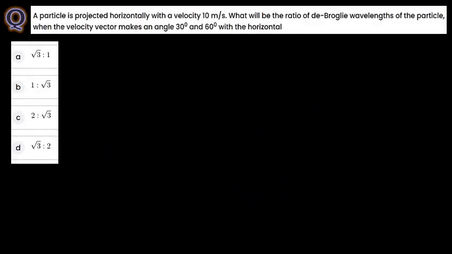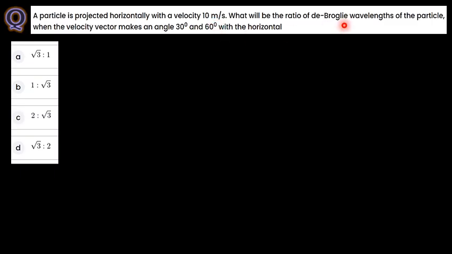An interesting problem here. Suppose you consider a particle projected horizontally like this. While it is moving fast, ignoring gravitation, it would move in a straight line. But because of the influence of gravity, it attains projectile motion. So they have mentioned a particle is projected horizontally with velocity 10 meters per second.